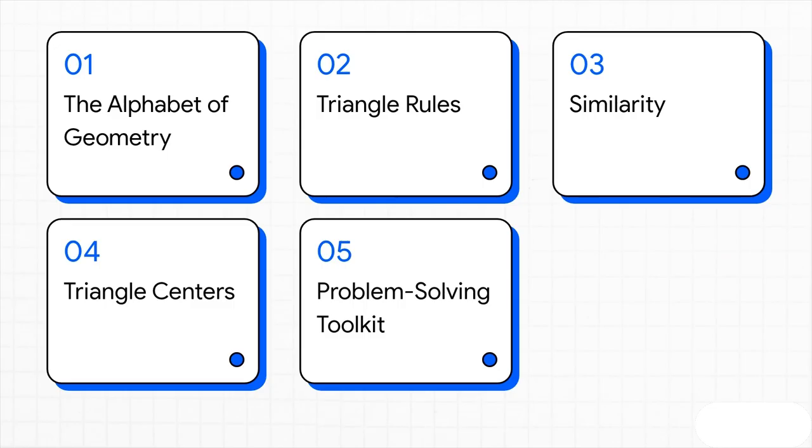We'll start with the real basics, the alphabet of geometry. Then we'll dive into triangles and their unbreakable rules. After that, we'll check out a cool copy-paste tool called Similarity, explore some of a triangle's secret centers, and finally, wrap it all up into a problem-solving toolkit you can use anywhere.